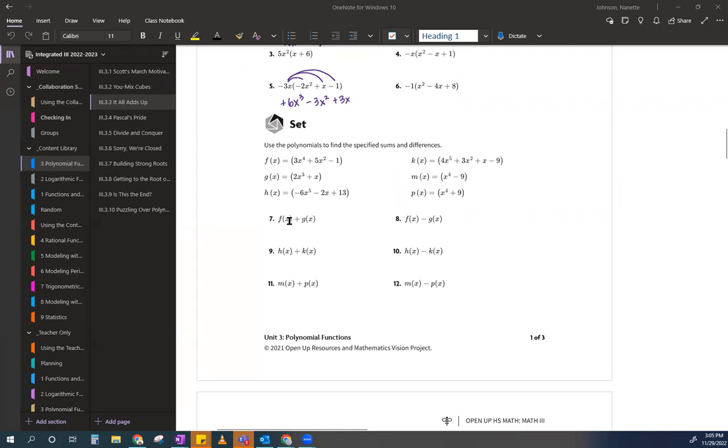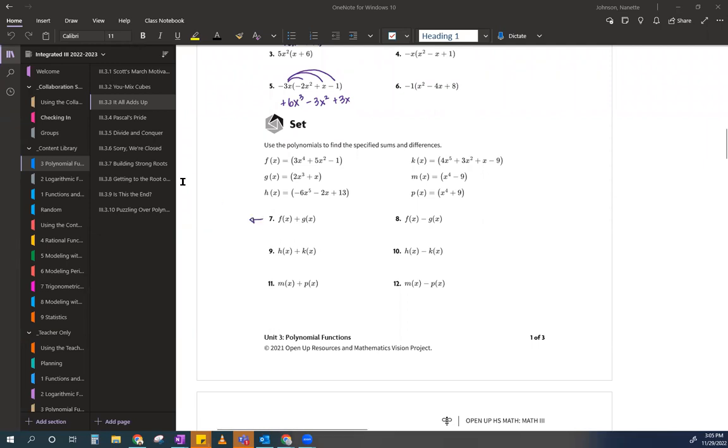So don't make it more complicated than it is. You're literally just adding two things together. Keep them organized in terms of the terms and the like terms, and then it'll completely make sense.